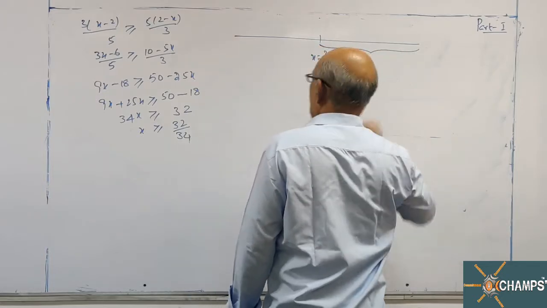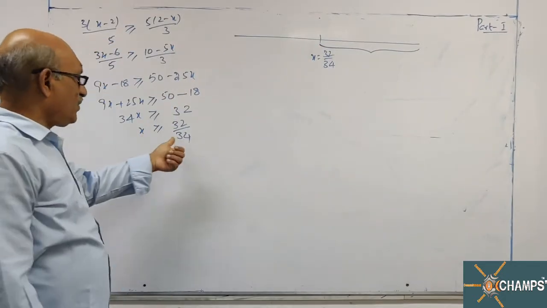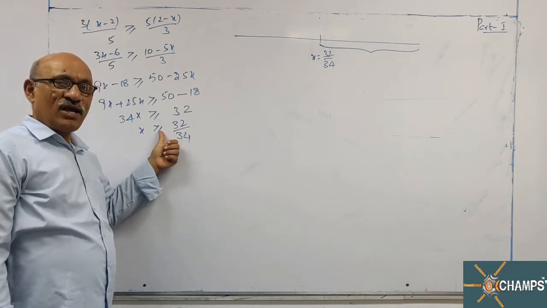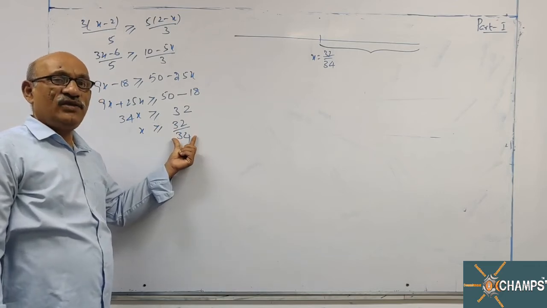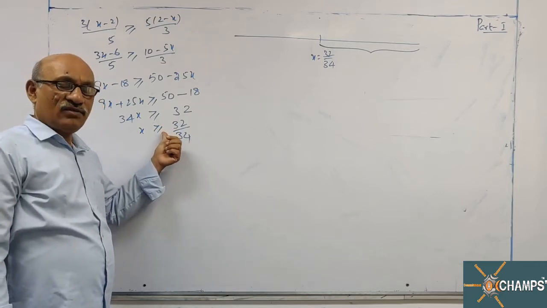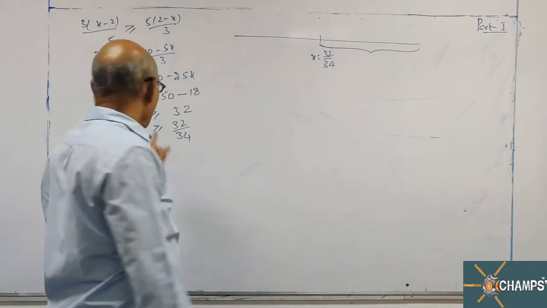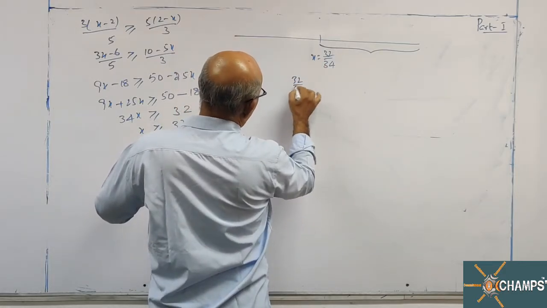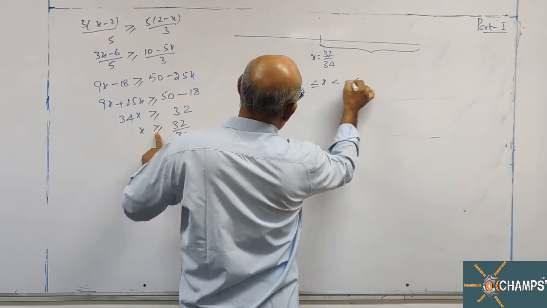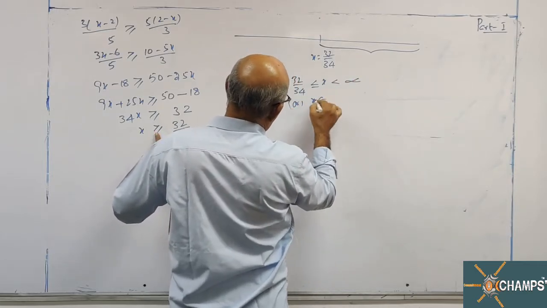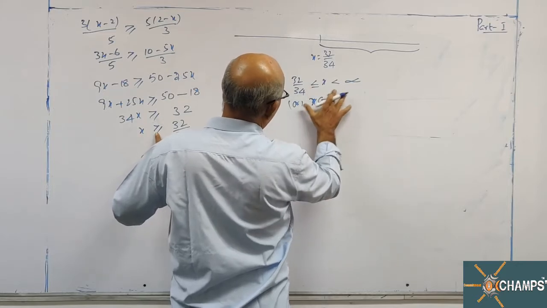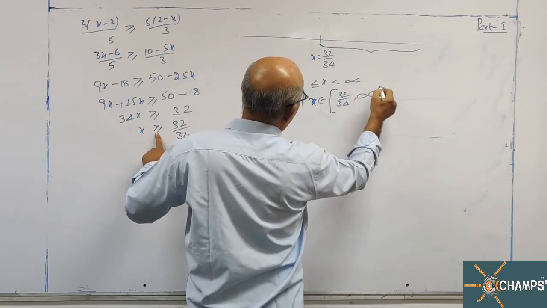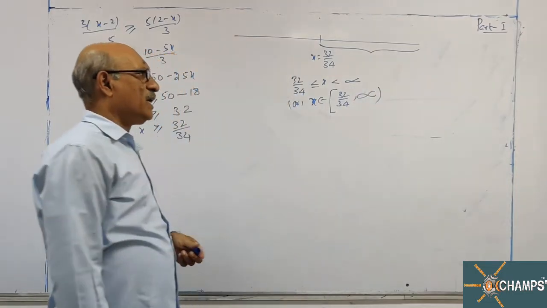Right hand side value. Now, every time you have to decide whether this value should be included or excluded. Whenever your inequality has an equal to sign, this right hand side value is included. When your inequality sign does not have equal to, then it is excluded. Here it is an equal to sign. Therefore, this value should be included. 32 by 34 less than or equal to x, x less than infinity. Or you can say x belongs to, this will become the lower limit and it is included, 32 by 34. Upper limit is infinity, it is excluded.